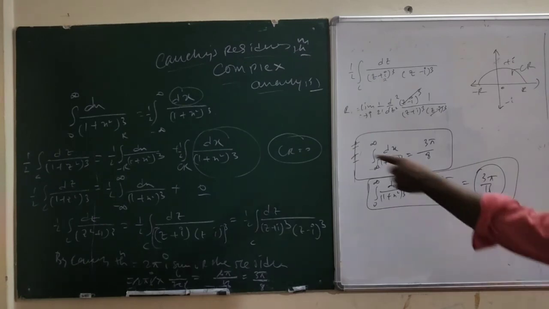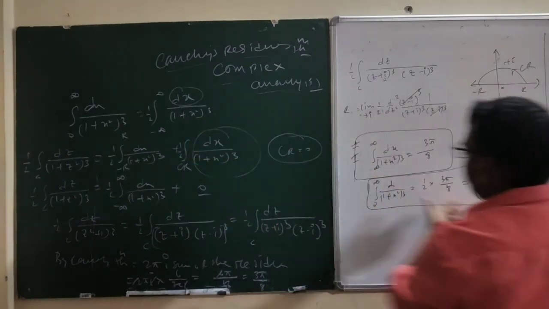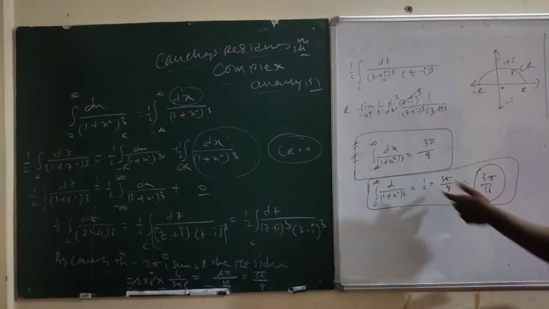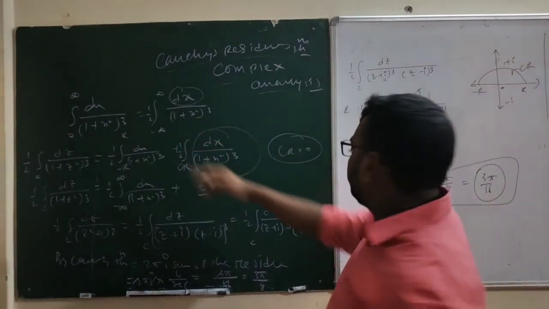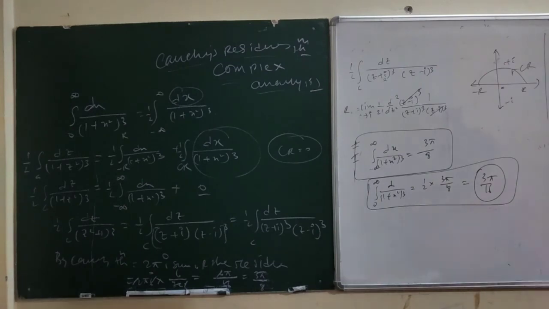Here it is half, so we need to multiply with half also. Let's say I just multiply with half, because this is the property of the 0 to infinity integral that we already know from class 12. That's why I have to multiply with half. So multiplying with half, we will get 3 pi by 16. Is it clear to everybody?